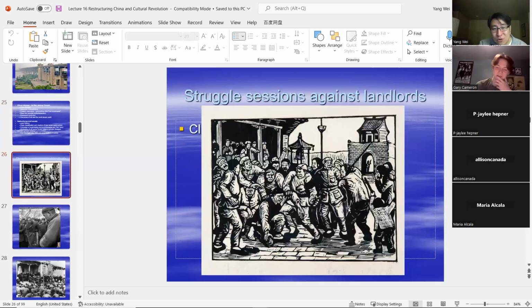So, land reform. This propaganda poster shows the struggles of a land reform. What happened is that this landlord was pulled out from his house, and he was struggled by the tenants, the poor villagers. As I told you, 1 million landlords got killed. Many of those who were executed during land reform were not necessarily landlords. They were only labeled with this class name of landlord.